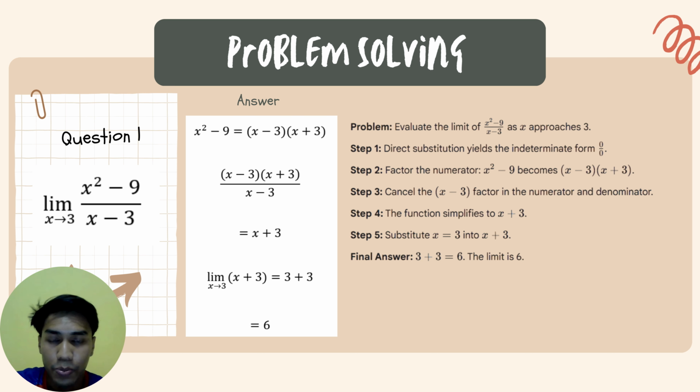0 divided by 0. Step number 2. Factor the numerator. x squared minus 9 becomes x minus 3 times x plus 3. Step number 3. Cancel the x minus 3 factor in the numerator and denominator. Step number 4. The function simplifies to x plus 3. Step number 5. Substitute x equals 3 into x plus 3. Final answer: 3 plus 3 equals 6. The limit is 6.